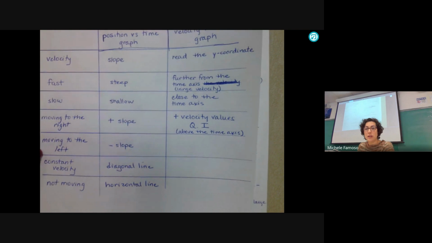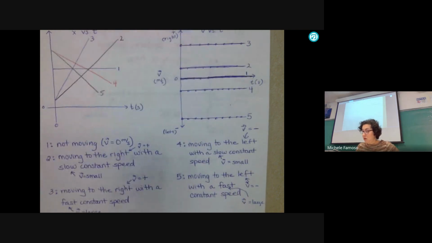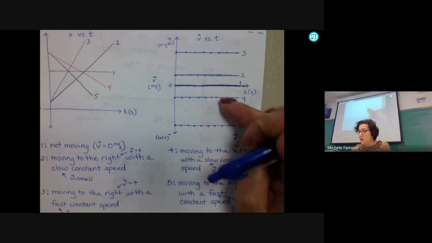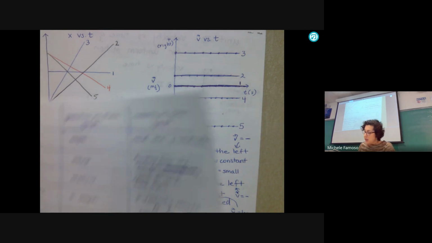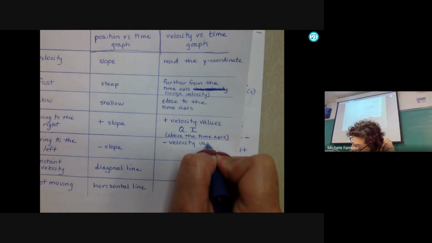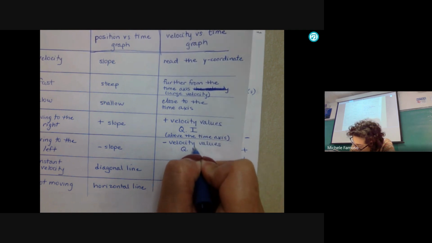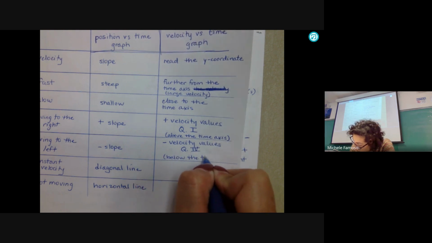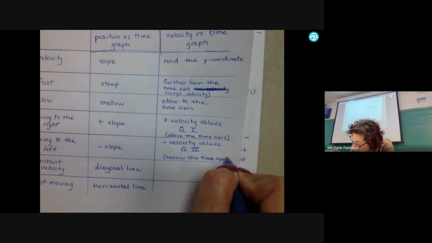So let's now think about going left. Which ones were traveling left on this velocity time graph? Caitlin, can you tell me? Yes. And what's the same about both of those? Yeah. And do you remember what quadrant this is? Yes, quadrant 4. So that's where we have negative velocity values. That occurs in quadrant 4, and this is below the time axis.